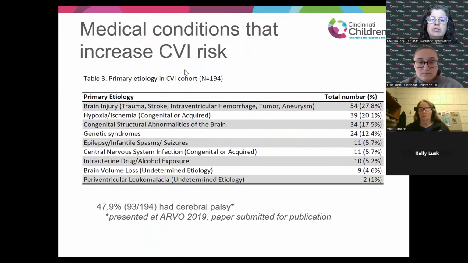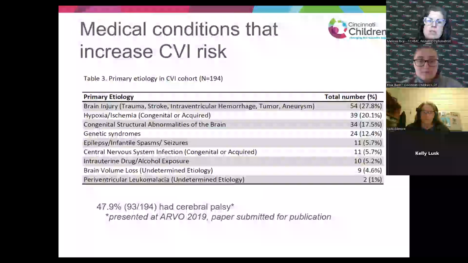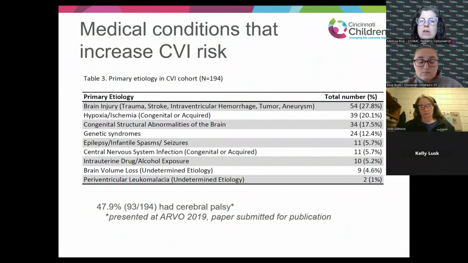So this is our retrospective study where, for 194 patients, we were able to go through all of their charts. And in our population, we ended up grouping it to brain injury, which would include trauma, stroke, IVH, tumor, aneurysm. And that was our highest percentage, 28%. And then hypoxic ischemic causes were about 20%, structural abnormalities were 17, genetics was 12. And then the seizure piece was 5.7.